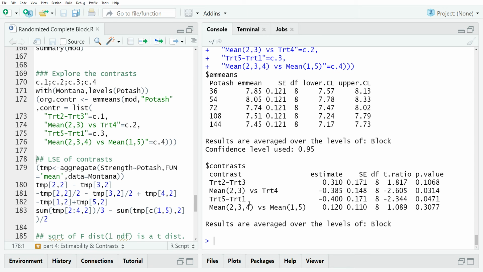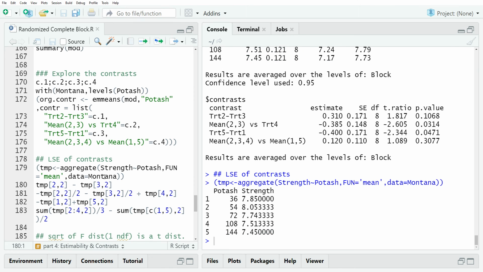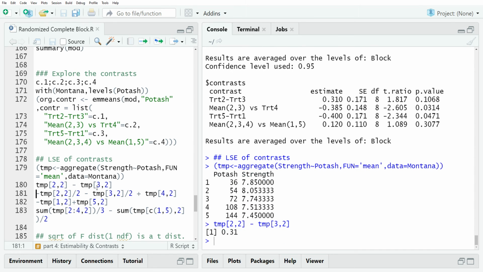Yeah, I'll do that in a second. It's too confusing for me even. So let's look at the least squares of these contrasts. First of all, I'll calculate the mean for each level. Now, here we're taking treatment 2 minus treatment 1. So if we take the mean of treatment 2 minus the mean of treatment 3, it should equal this, and it does, 0.31.